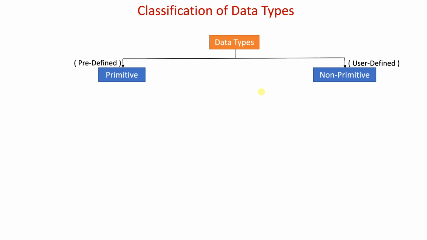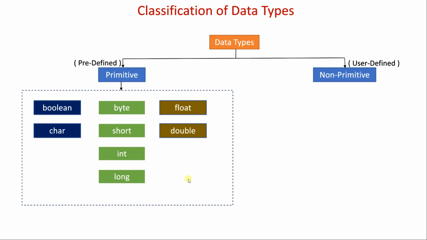Firstly, these data types are classified into two types, primitive and non-primitive, also called predefined and user-defined. This predefined means these primitive data types are all referred using keywords. Now let's see the primitive data types. All these data types are primitive data types.